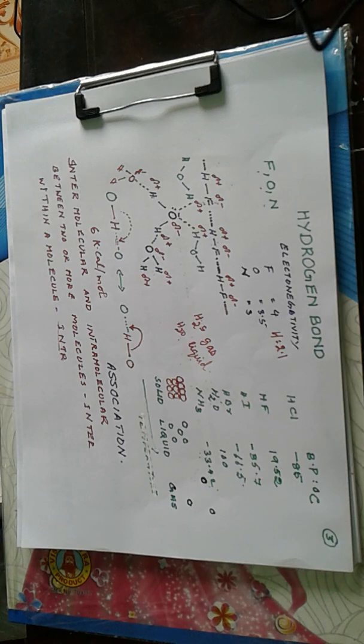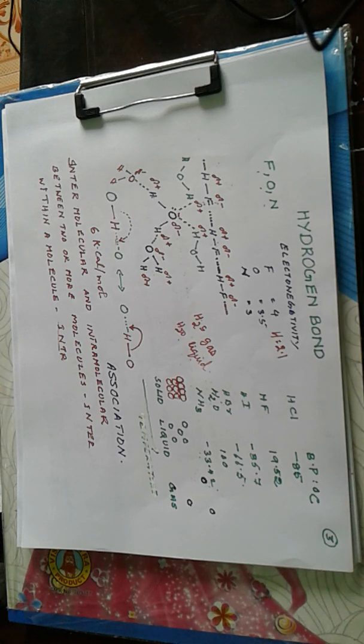So it may differ depending on the nature of the molecule. In ammonia, the energy may be very low. In water and HF, their hydrogen bonding energies are high, and the average value is about 6 kilocalories per mole. And the hydrogen bond is called the strongest among the weakest bonds.